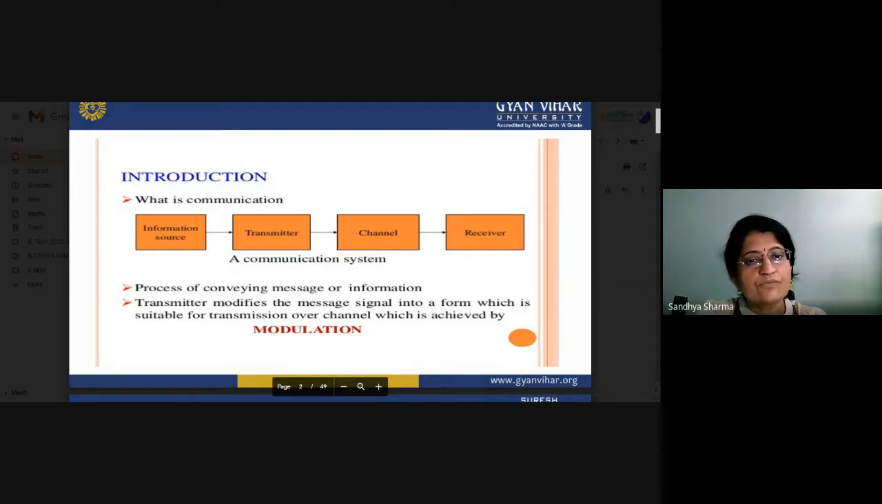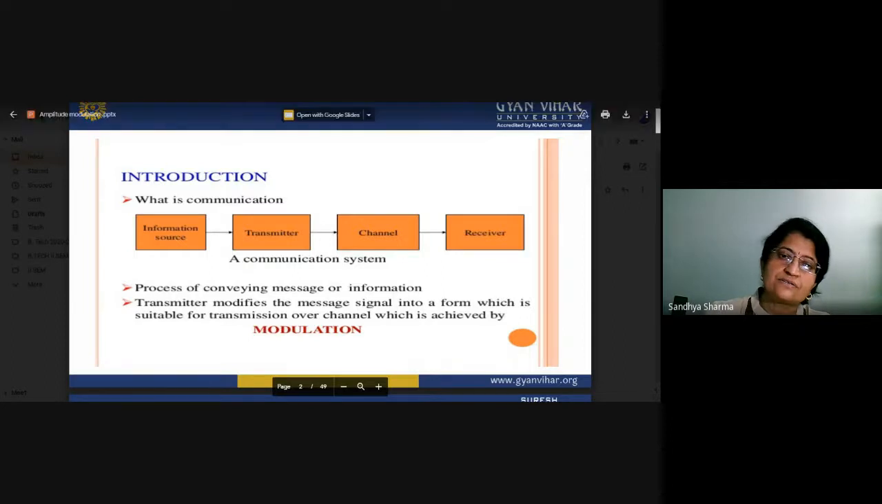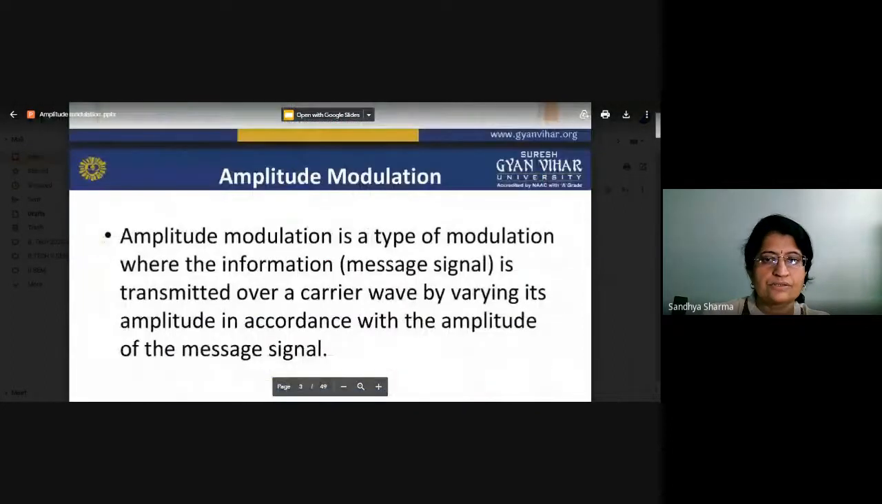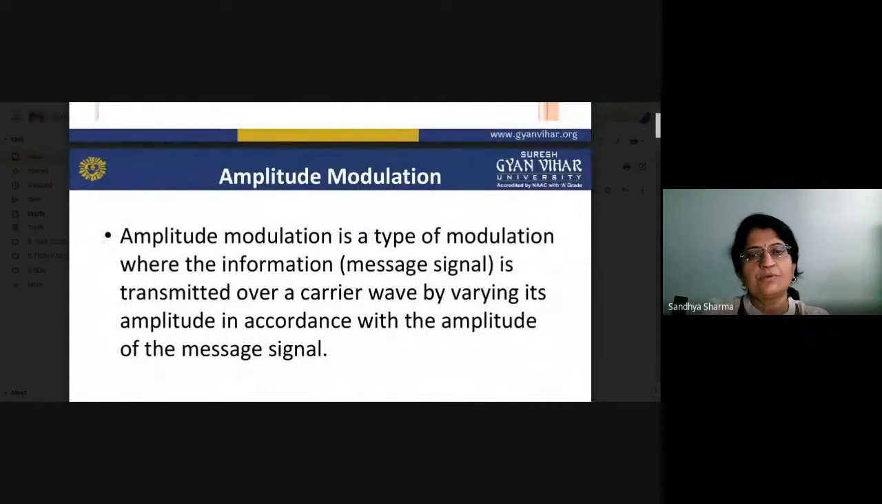First of all, we will take amplitude modulation and look at its basic features. In this type of modulation, your information or message signal is transmitted over a carrier wave, and the properties of the carrier wave vary according to the change in amplitude of your modulating signal.